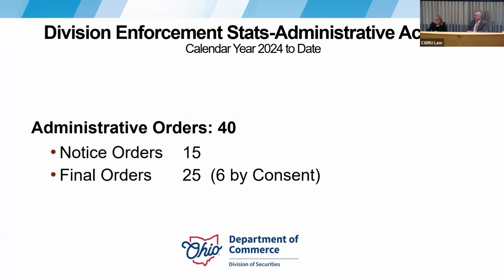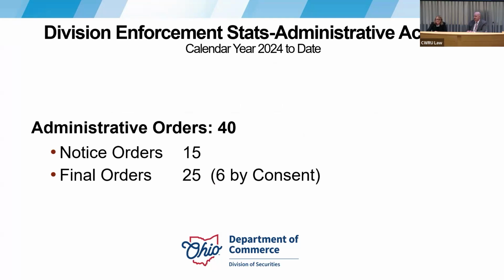So let's turn now to some enforcement stats. I'm going to give you some statistics and some cases that we're working on, on the administrative side, on the civil side, and then on the criminal side. So first of all, administratively, 2024 to date, the division has issued 40 administrative orders.